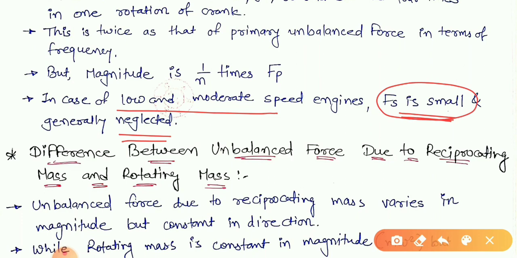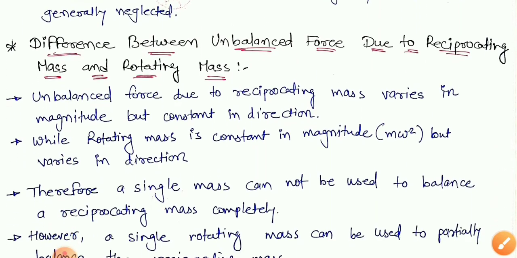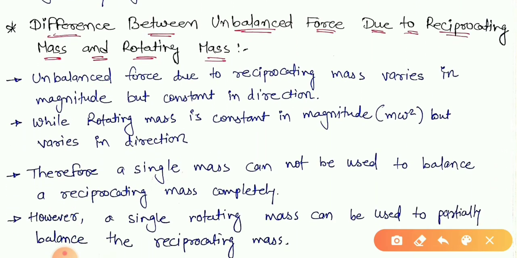So now only the primary unbalanced force has to be balanced, as the secondary force can be neglected for low and moderate speed, but for high speed it is to be considered. Now let us discuss the difference between the unbalanced force due to reciprocating mass and rotating mass. That is the difference that we have to discuss: reciprocating and rotating mass.